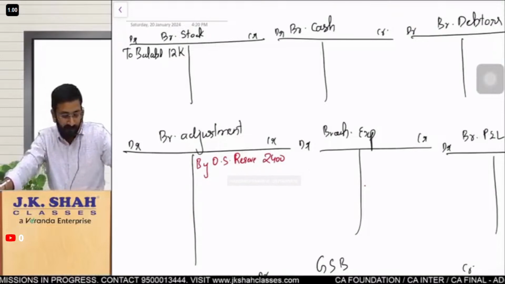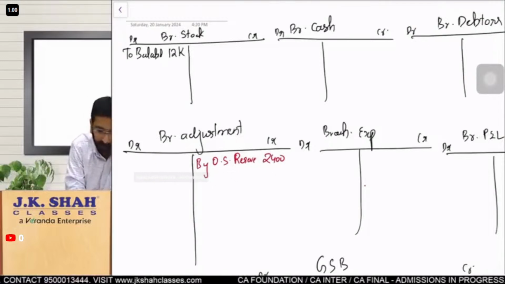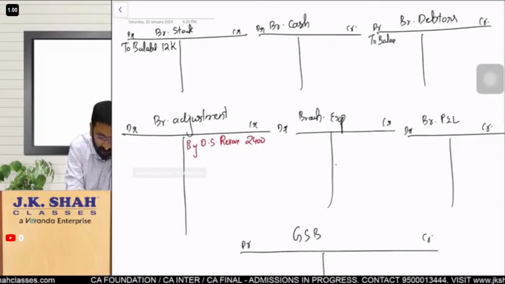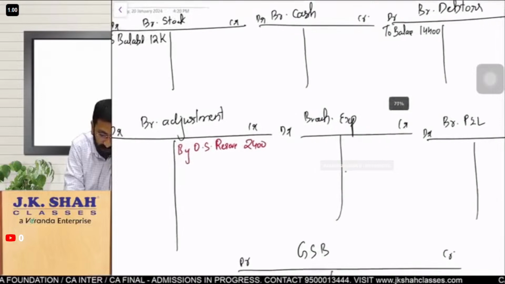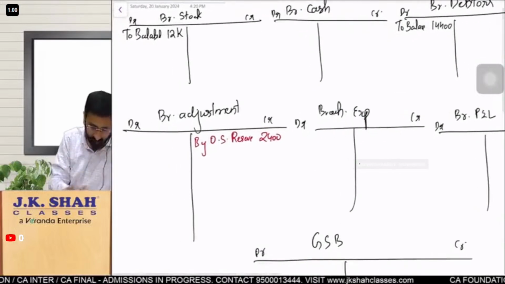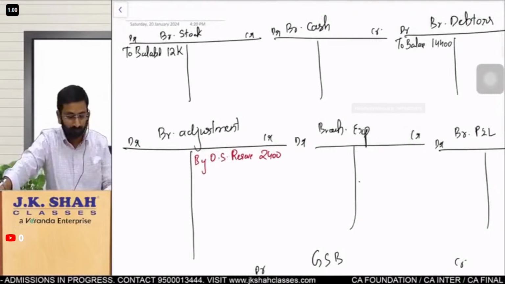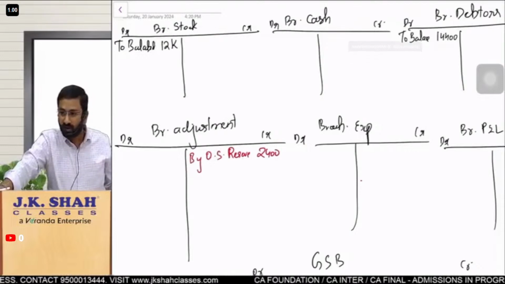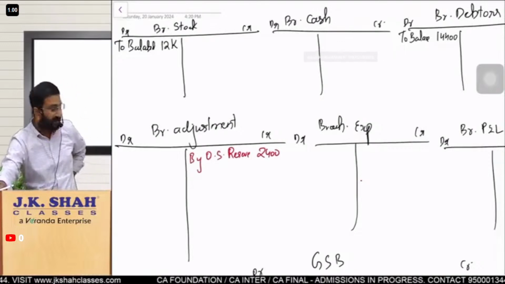What are the other opening balances? Cash, no opening. Debtors is there. To balance, how much? 14,400. Debtors 14,400. That's all. Any other opening balances? Closing balances we'll see later. Now tell me the transactions in the same order.